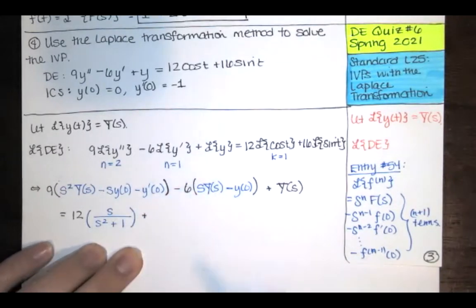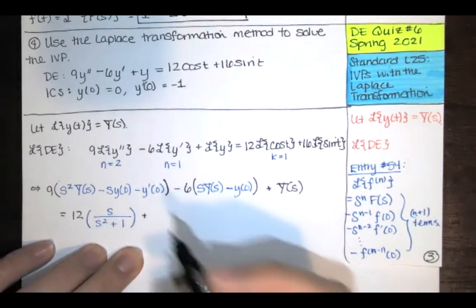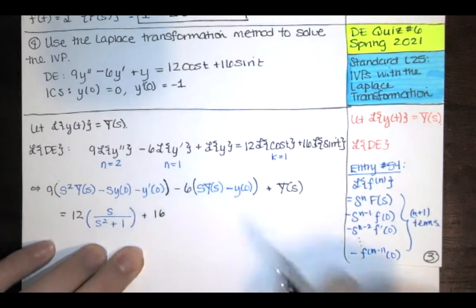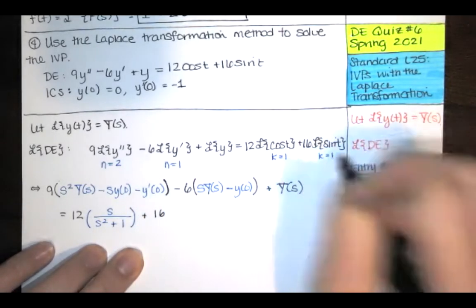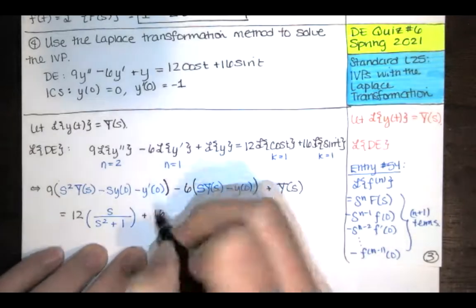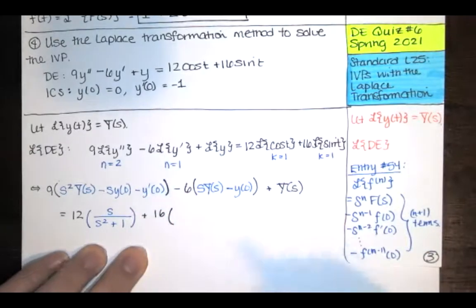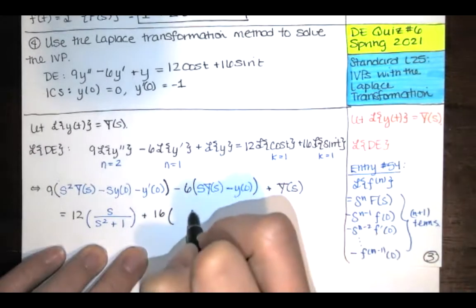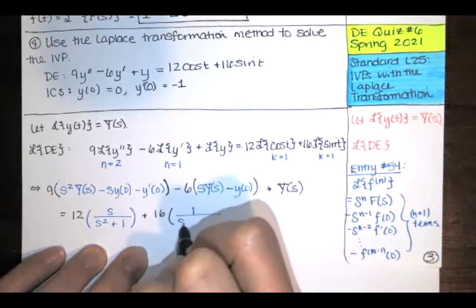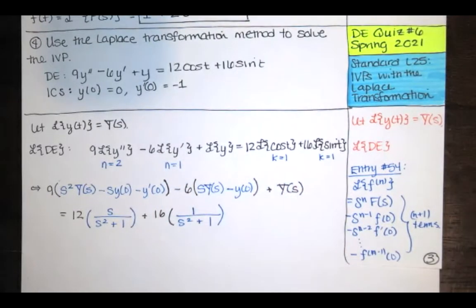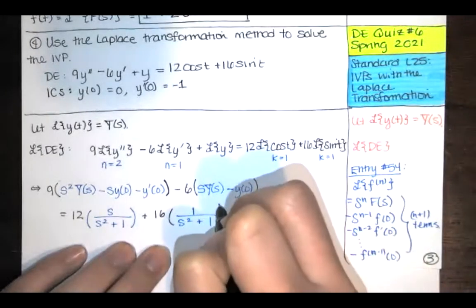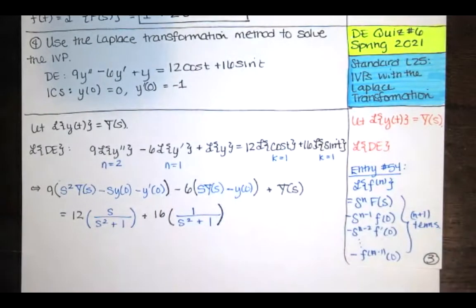Now that's one that I recommend that you memorize because we see it so often, but you don't have to memorize it. It is in the table. This is very similar, sine of kt, where k is equal to 1. So we'll have a k over s squared plus k squared for sine of kt. K is 1, so we'll have 1 over s squared plus 1 squared, which is, of course, just s squared plus 1. So that is the Laplace transform of our differential equation.